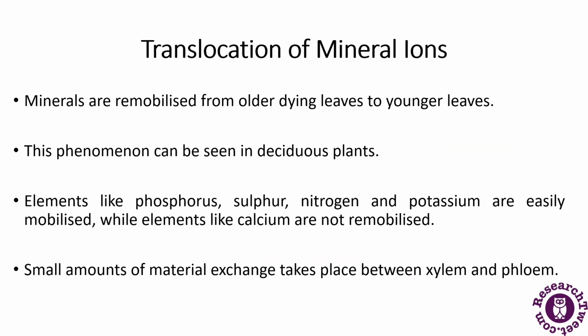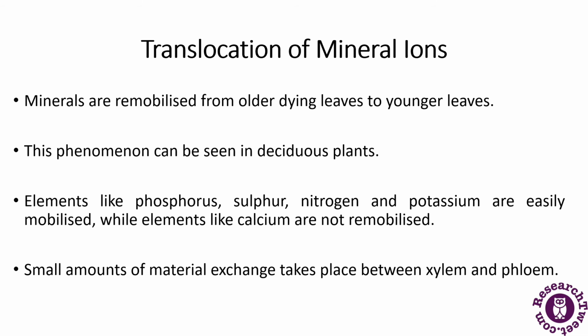Now, how are the mineral ions translocated in plants? The minerals are remobilized from the older dying parts to the younger parts, and this phenomenon can be seen in deciduous plants. Elements like phosphorus, sulfur, nitrogen and potassium are easily mobilized, while elements like calcium are not remobilized in the plant.